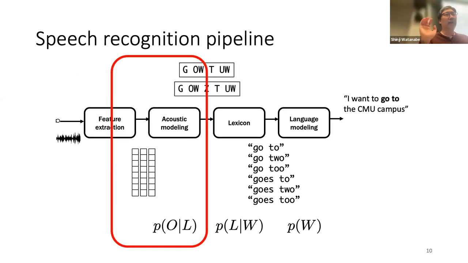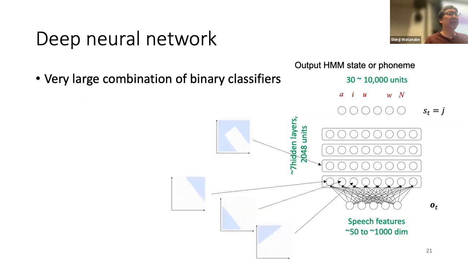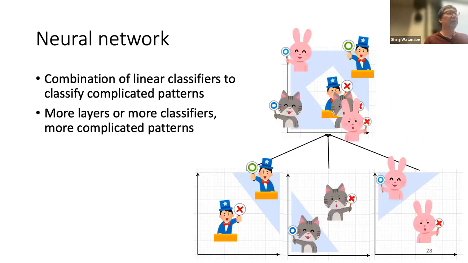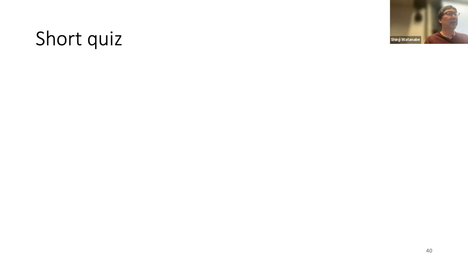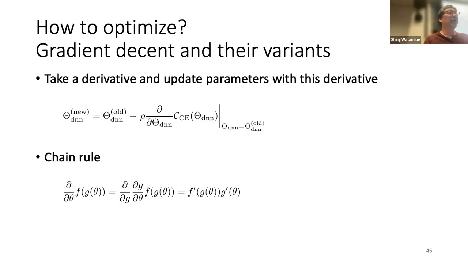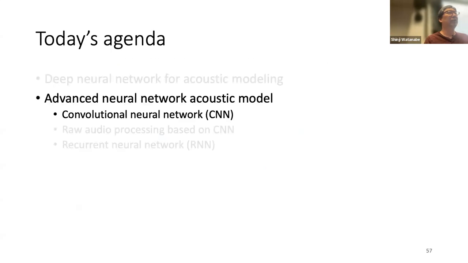Since this is the acoustic modeling part, we are still in the acoustic modeling session, not in the end-to-end. But these neural network components can be used for end-to-end neural networks as well. So please make sure to understand these problems. Last time I was explaining the feed-forward neural network, and now I move to the convolutional neural network.